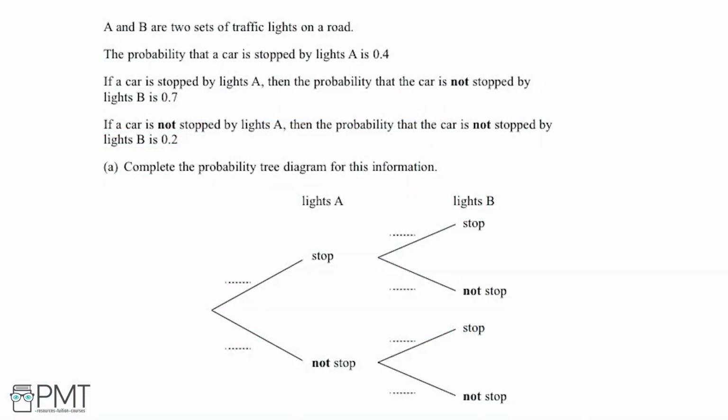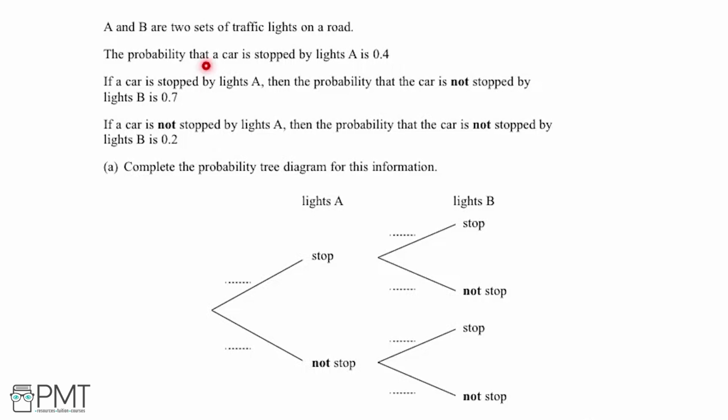A and B are two sets of traffic lights on a road. The probability that a car is stopped by light A is 0.4. If a car is stopped by light A, then the probability that the car is not stopped by light B is 0.7. If the car is not stopped by light A, then the probability that the car is not stopped by B is 0.2. So we need to complete the probability tree diagram for this information.